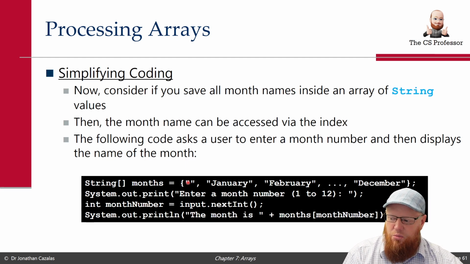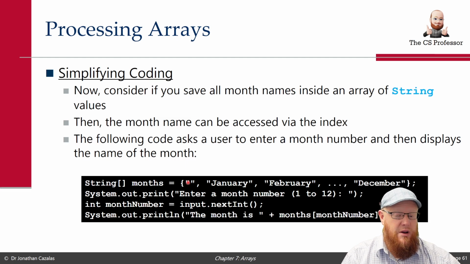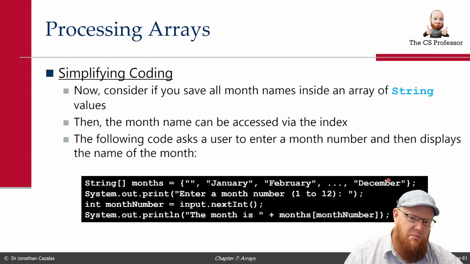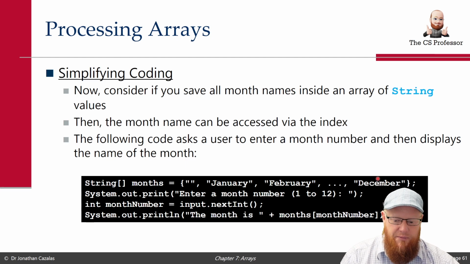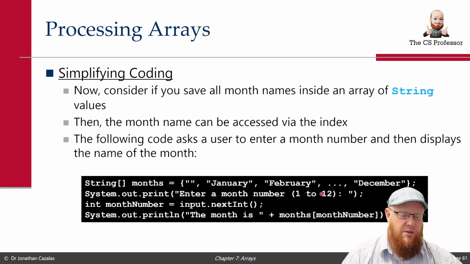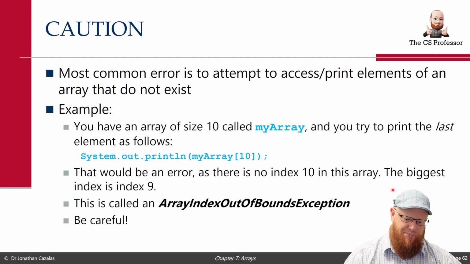If I didn't put this, it's no problem, but January would be stored at index 0, December at index 11, which is not what I want. So by putting this empty string, now January's at index 1, December at index 12, and check it out. Enter a month number, they enter 1 to 12. I scan in the month number, and I can just print the month is months at that month number. So here is a use case where this shortcut method of making an array initializer is actually valuable for us.